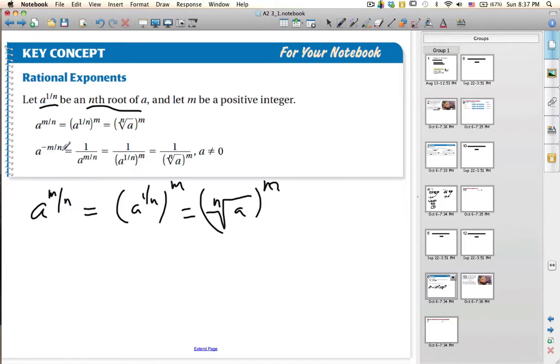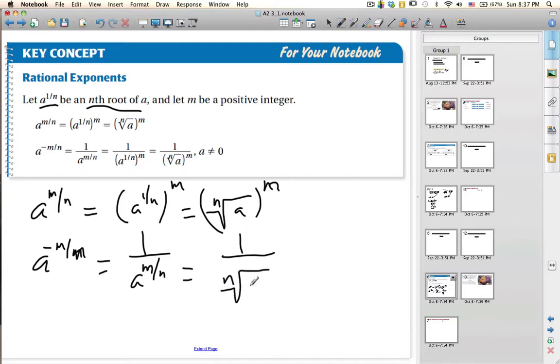Okay, and then this is just basically the property of negative exponents. We already know that a to the minus m over n would be equal to 1 over a to the m over n, and you can see that this whole item is just going to move right down to the denominator. So just keep in mind that the concept of a radical being negative is an entirely different idea than what we're talking about here, with the denominator being a root and the numerator being a power.